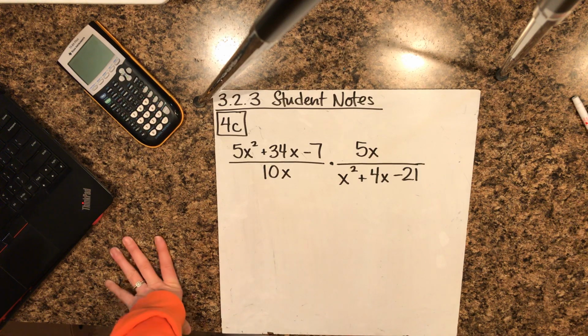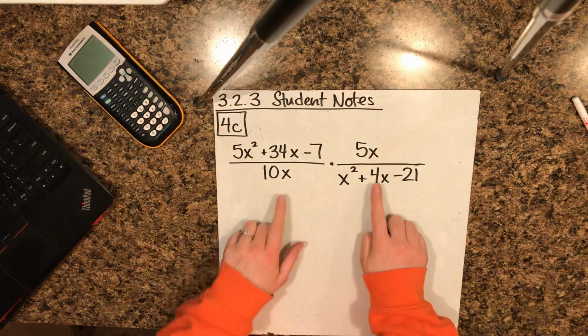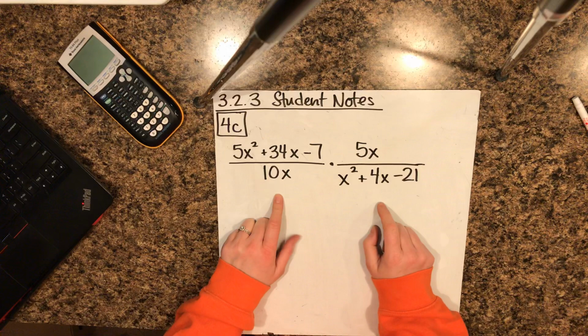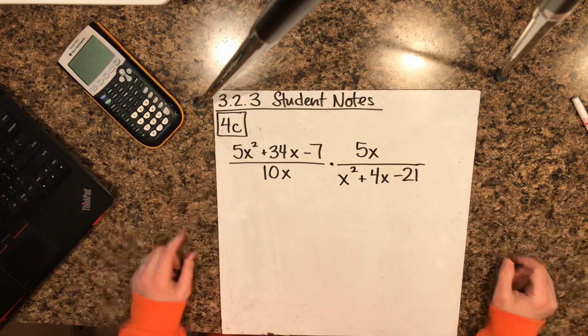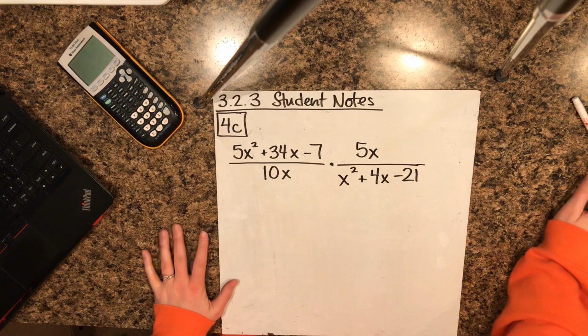All right, this is Algebra 2. This is from your 323 student notes. This is 4C. If you're still wondering, how do I multiply two rational expressions? Remember, rational expressions just means things written in a ratio or a fraction. And we, of course, need to factor.